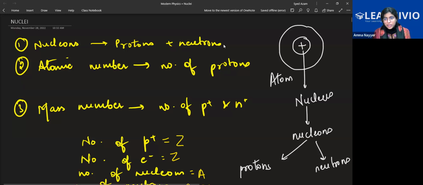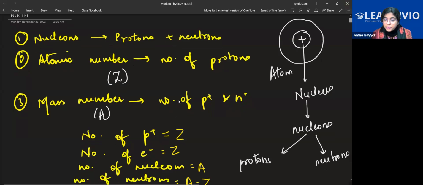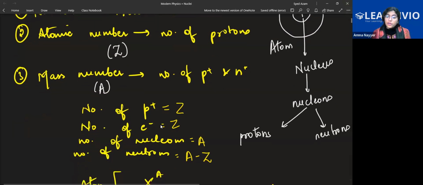The atomic number is the number of protons that are present, represented by Z. What is the mass number? It is represented by A. It's the number of protons plus neutrons. The number of protons is represented by Z. The number of electrons is also the same, so the number of electrons is also Z.